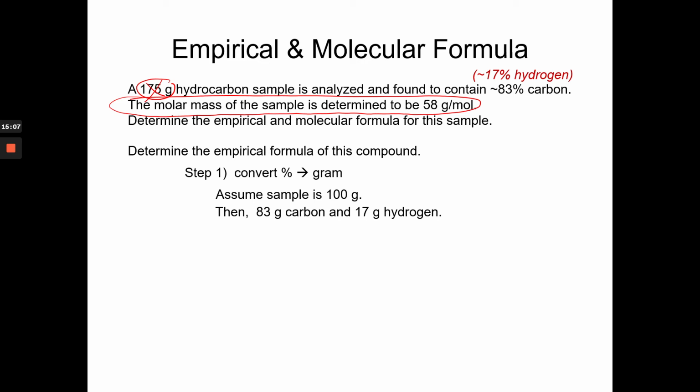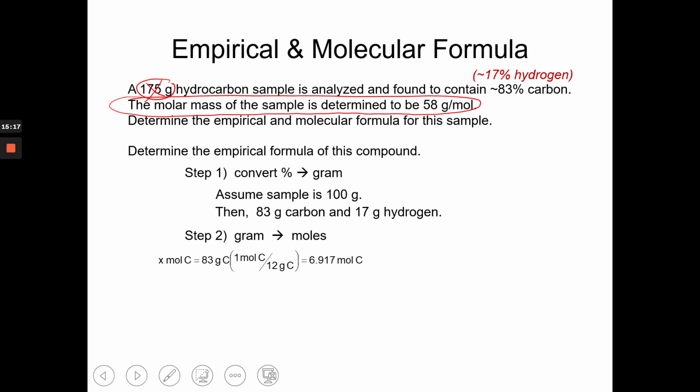Step 2 in an empirical formula, remember, is to convert grams to moles. So we do this by dividing by the molar mass of each element. Carbon weighs 12 grams per mole, and hydrogen weighs 1 gram per mole. And that's what I'm showing in this step. Notice the grams of carbon cancel, and I'm left with moles of carbon. Grams of hydrogen cancel, and I'm left with moles of hydrogen.